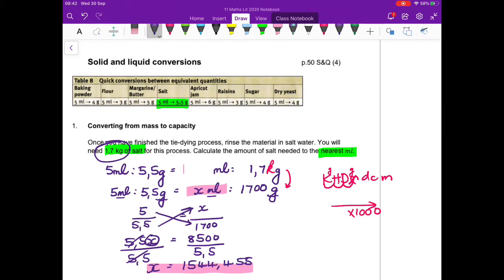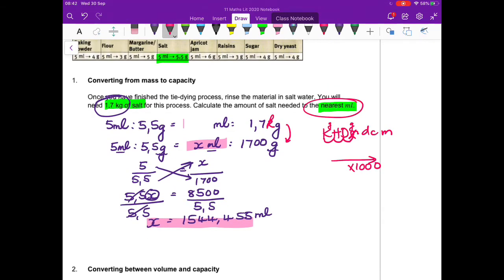X was milliliters, so these are milliliters, but remember, we had to round to the nearest milliliter, which is the whole number. So I have to round to the whole number. Look at the neighbor. 5 or more, let it soar. 4 or less, let it rest. So X is going to be 1,544 milliliters. They might ask you to change it to liters, which of course you would then divide by 1,000 and have 1,544 milliliters.